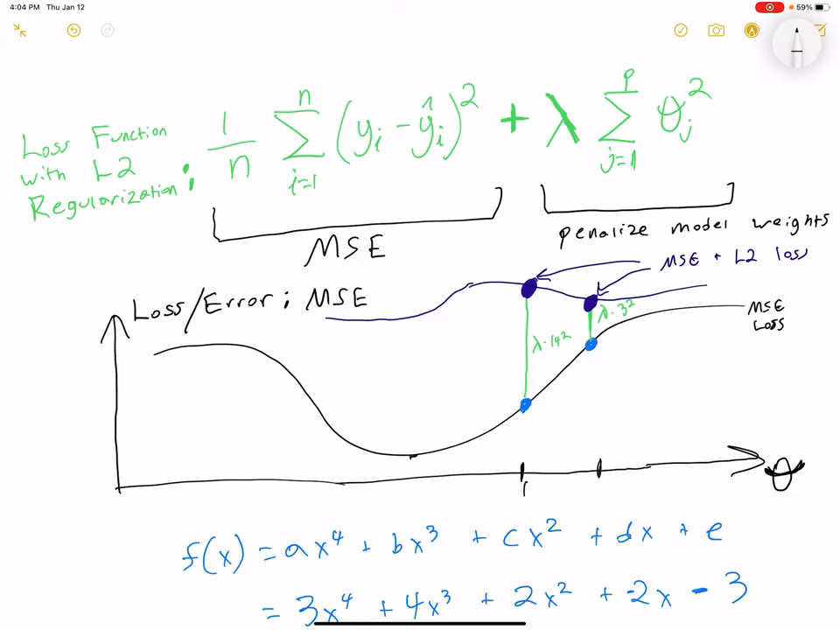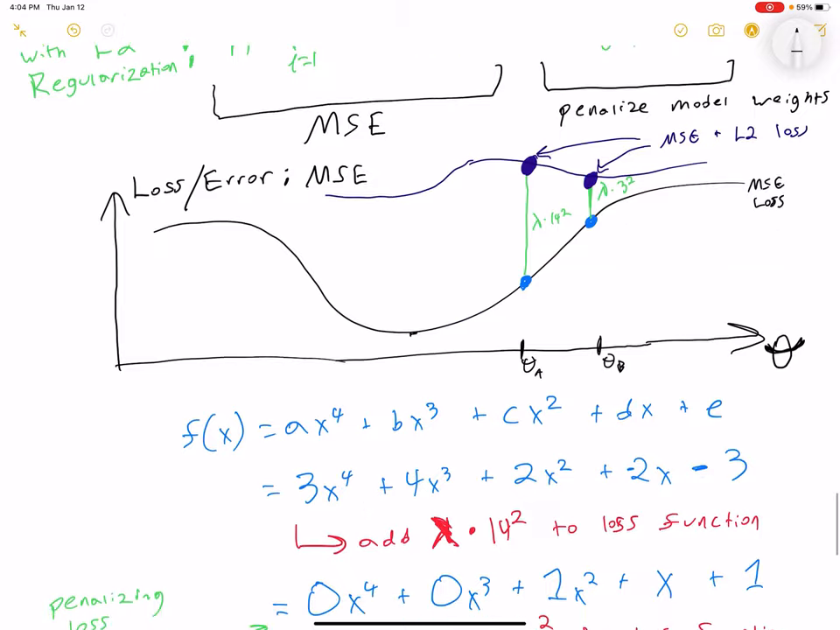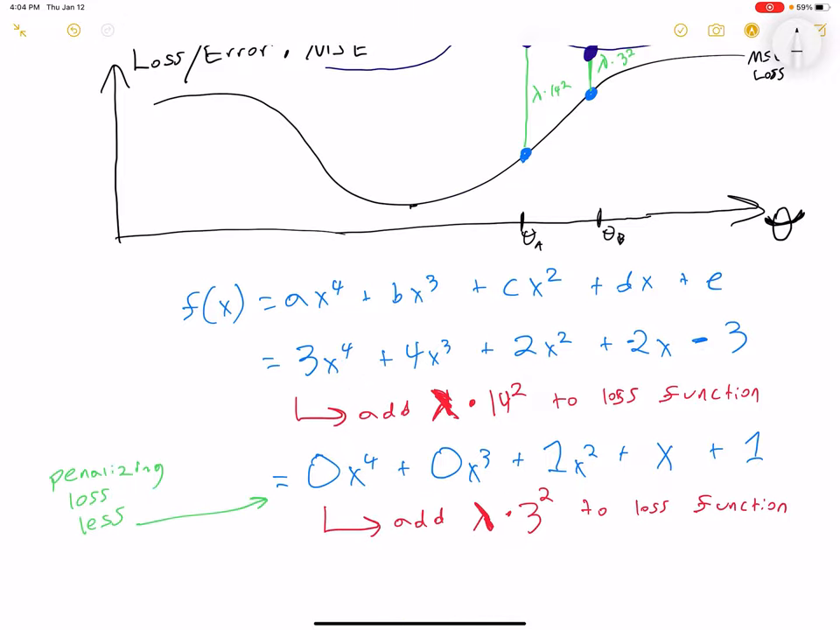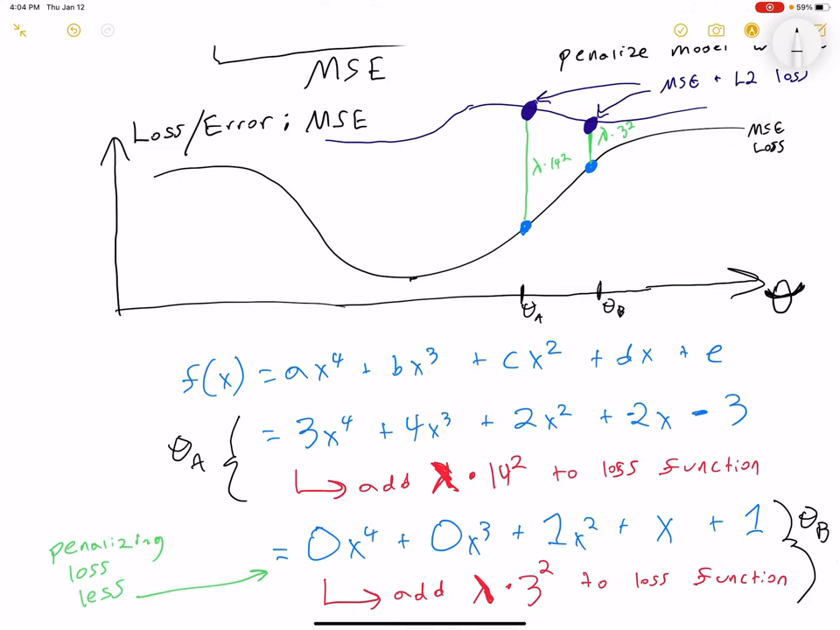Let's give this a name. So this is parameter set A, parameter set B, just so I can explain this. So even though parameter set A has lower loss when you just look at mean squared error, parameter set B has lower loss when you look at MSE plus L2 loss. And we can say that this is parameter set A, and this is parameter set B, so that the picture and the equations are consistent.